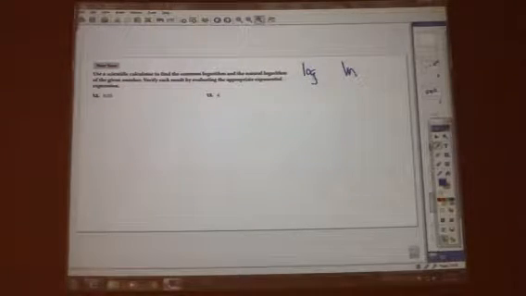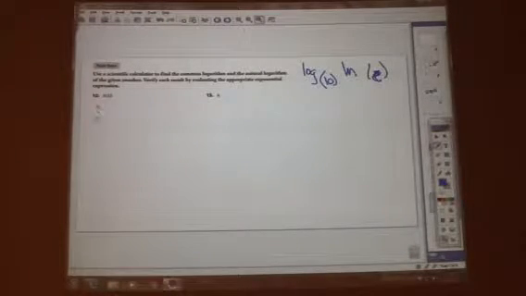So this one has a base of 10. Even though there's not a 10 there, we understand that it is a 10. This one has an e. Natural log means the base is e. Regular log means the base is 10. So this is what you're going to do on problems like 12 and 13. It asks you to find the common logarithm and the natural logarithm.